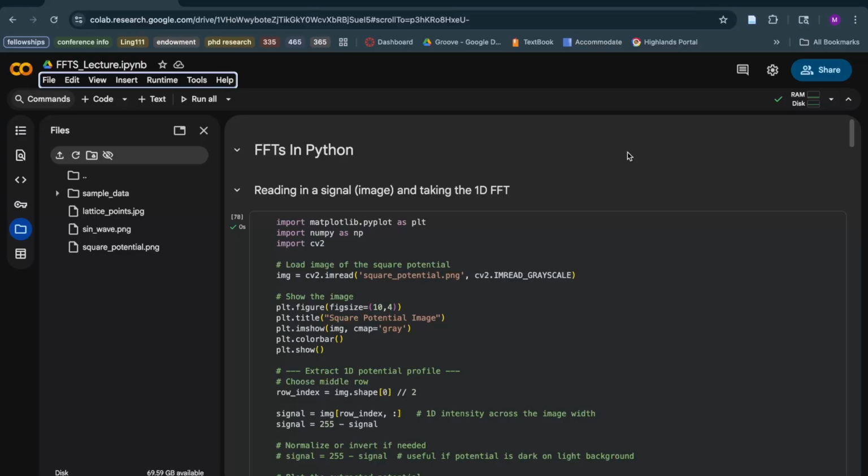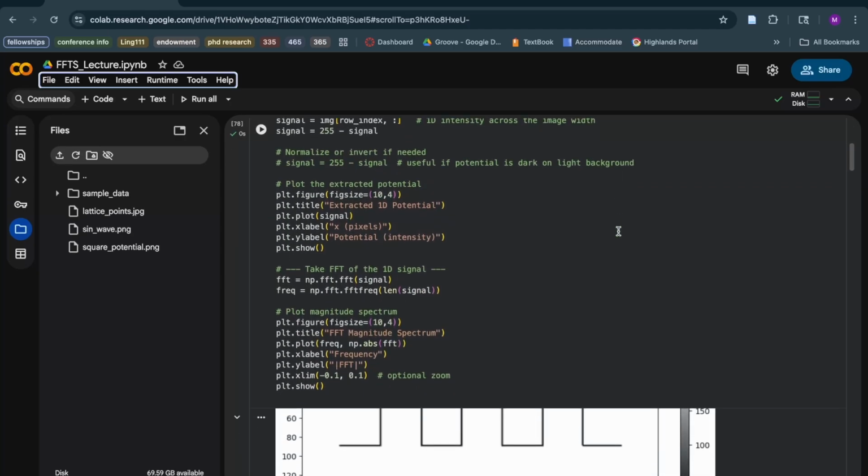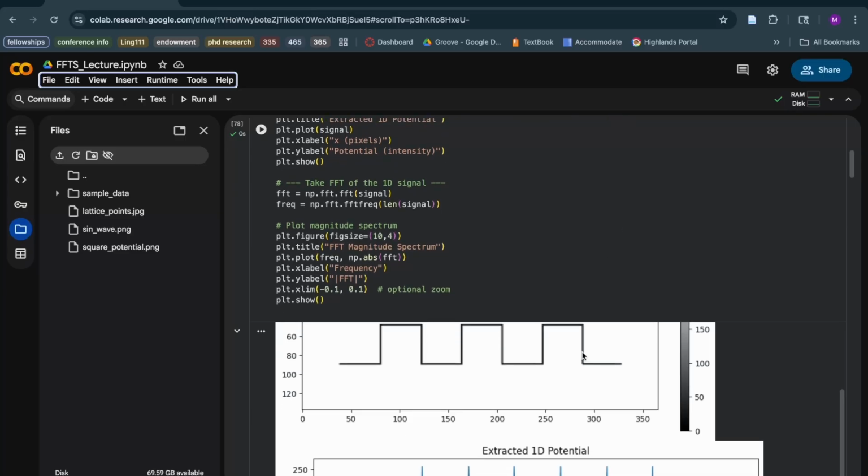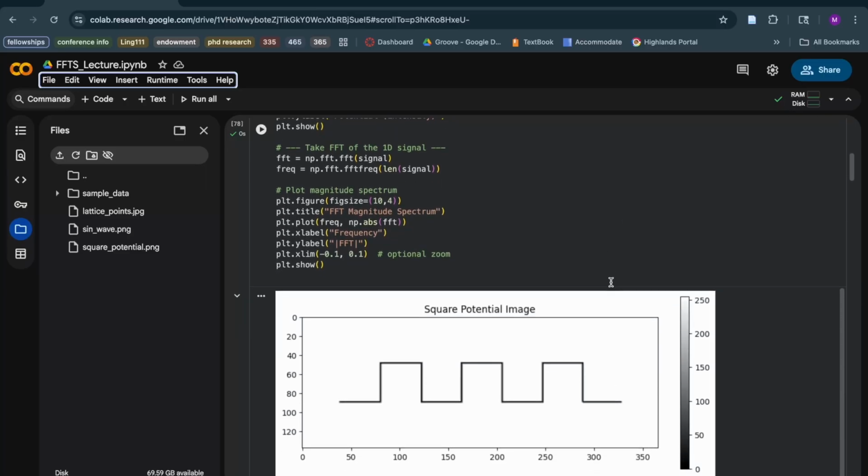When it comes to actually using images, that's what we're going to focus on today. So our first example is we're going to look at a square potential well. This is a signal you might have seen before. I'm going to cheat a little and show you the bottom so you can just see what this looks like. This is a square potential well, at least the one we will be analyzing right now. So that's what it looks like. It's got a few little square humps in it.